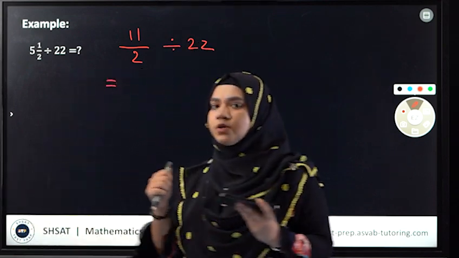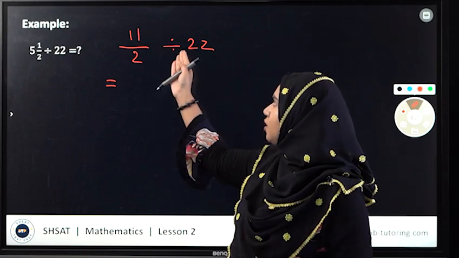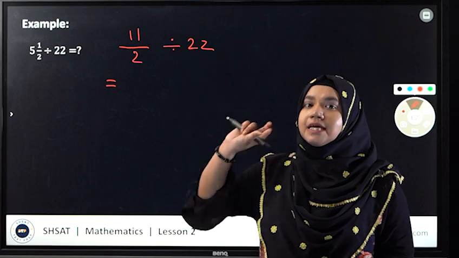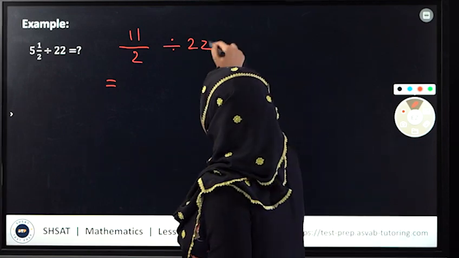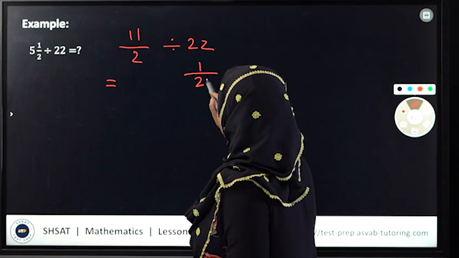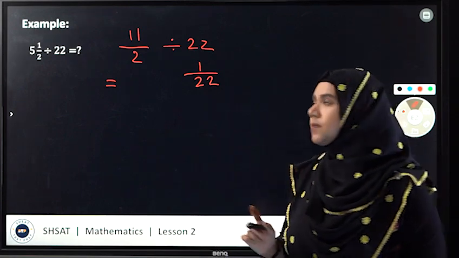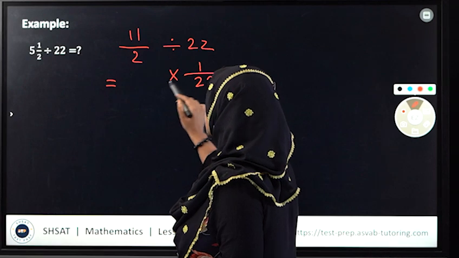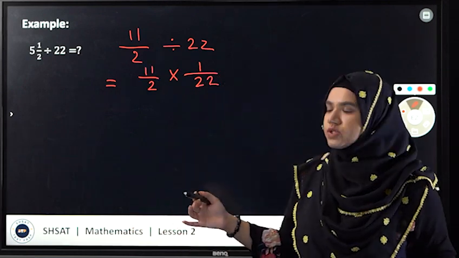And now, whenever you go through divisions and fractions, the number that goes right next to the division sign needs to be the opposite, which means that we need to form a reciprocal of this. A reciprocal of this is going to be what? Just 1 over 22. And because you have converted this to a reciprocal, the division sign turns to a multiplication sign, okay? Because that's like the easiest way of doing divisions.